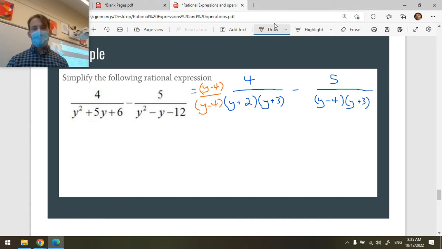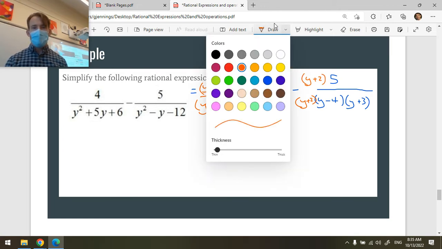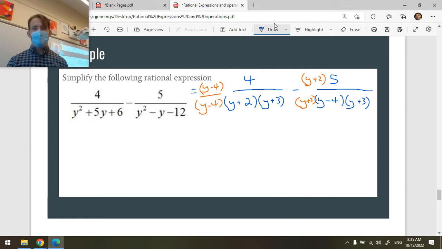And then this toddler is jealous of the y plus 2 factor. So let's also multiply in a y plus 2 factor there. And here, y plus 2. Okay. And now, state your restrictions. What are the restrictions on our domain here? Y is not equal to negative 3, negative 2, and positive 4. Good. So there's our restrictions.